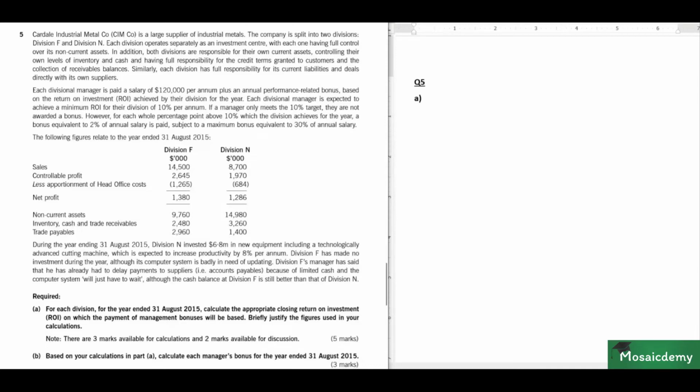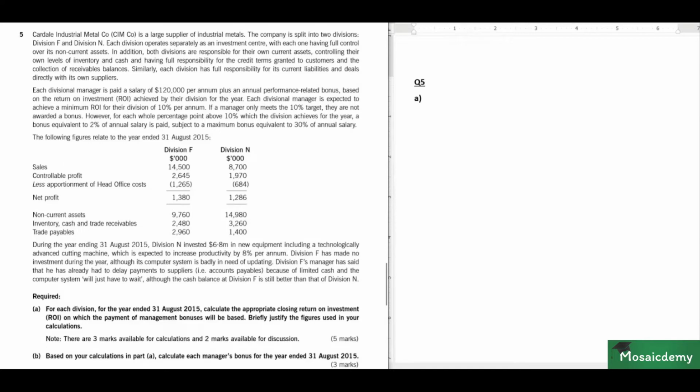Each divisional manager is paid a salary of $120,000 per annum plus a bonus based on the ROI. Okay, each divisional manager is expected to achieve a minimum ROI of 10%. If the manager only meets 10%, they are not awarded the bonus, but for every whole percentage point above 10%, they get a bonus equivalent to 2% on the annual salary, subject to a maximum bonus of 30%. Okay, so this was not really that relevant for our calculation here, but that's okay. We have an idea about it, so it'll help us in the upcoming parts.